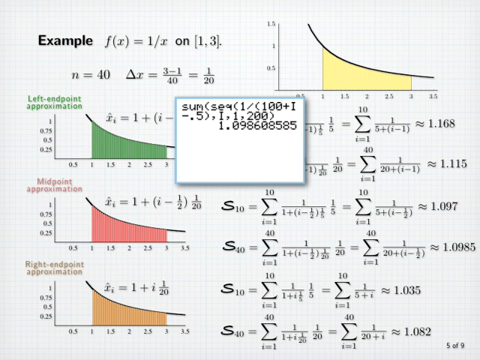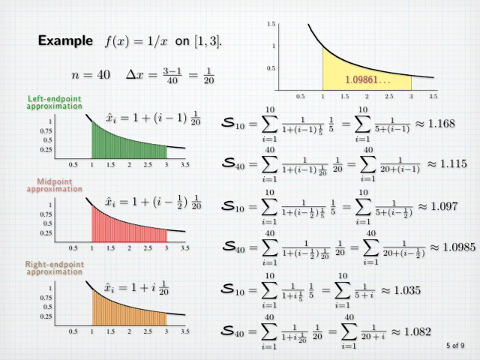Now let's go ahead and calculate the midpoint approximation with 400 rectangles. Rounded to 5 decimal places, we get 1.09861. So we see that these two midpoint approximations, first with 200 and then with 400 rectangles, agree to 5 decimal places. So we can be confident that those are correct and that the exact area of the region is 1.09861 rounded to 5 decimal places.